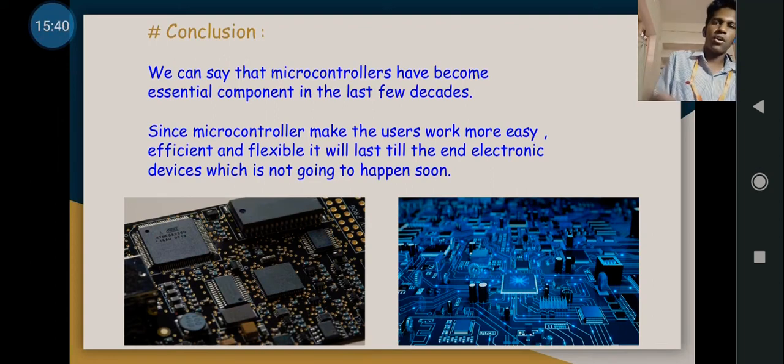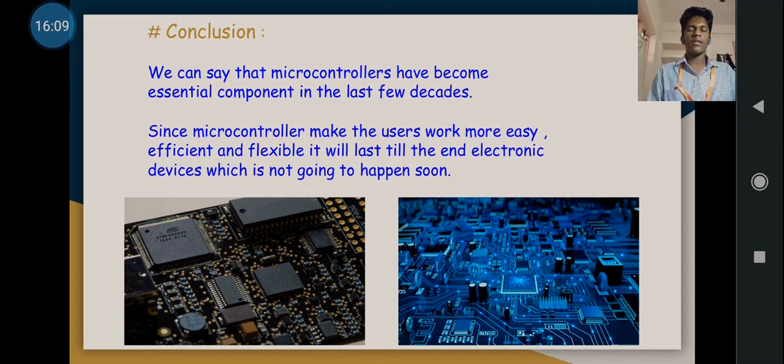So it's time for the conclusion. We can say that microcontrollers have become an essential component in the last few decades. Since microcontrollers make the users' work easier, more efficient and flexible, it will last till the end of electronic devices, which is not going to happen. So if we conclude, microcontrollers are a very efficient technique. It's a very efficient device, which can be used as a computer and in various complex structures.